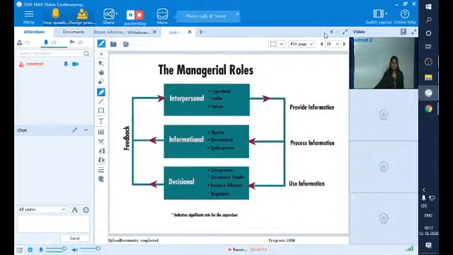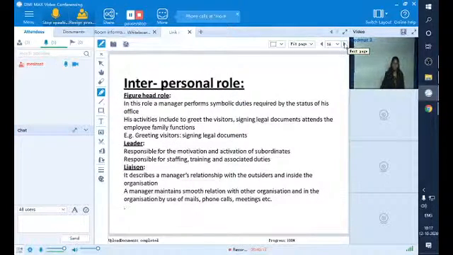The first one is the interpersonal role, and within it the figurehead role. In this role, a manager performs symbolic duties required by the status of his office. His activities include greeting visitors, signing legal documents and attending employee family functions. The manager performs symbolic duties. The managers attend employee marriage functions or others, and they sign the legal documents. So that is the figurehead role.